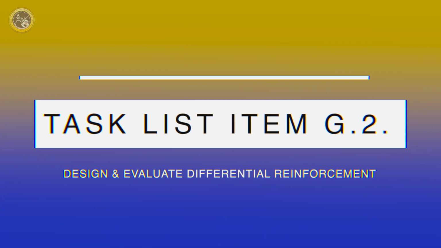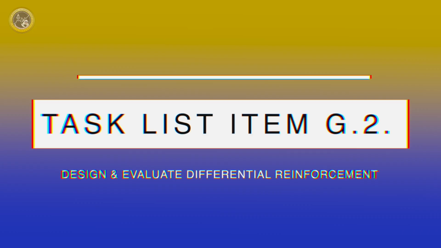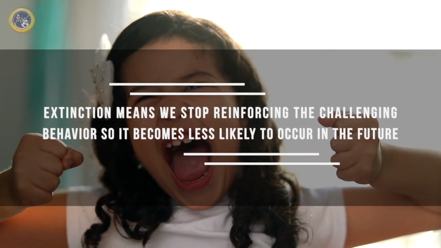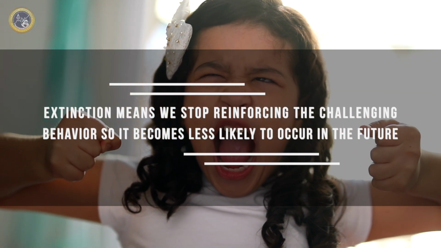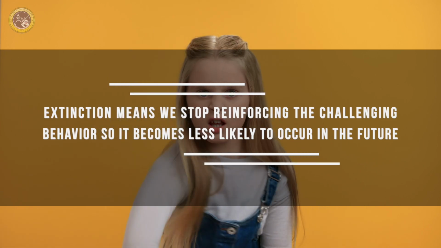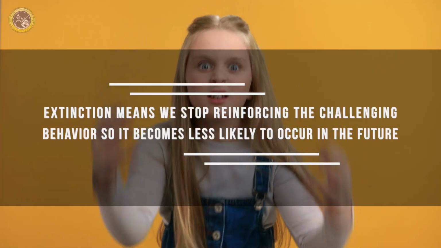Today we're going to discuss task list item G2, Design and Evaluate Differential Reinforcement, DRA, DRO, DRL, DRH procedures with and without extinction. Have you ever worked with a learner who engages in a behavior such as yelling, throwing materials, or hitting when they want attention or want to escape a task? A common strategy you might hear about in ABA is extinction, meaning we stop reinforcing the challenging behavior, but sometimes extinction isn't possible or appropriate.